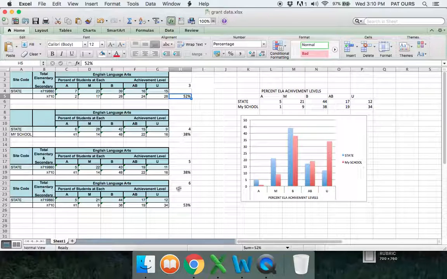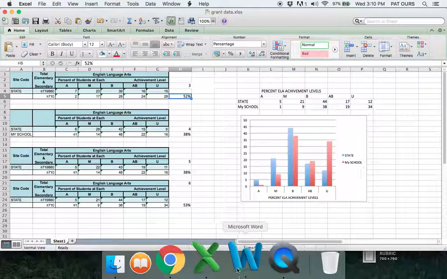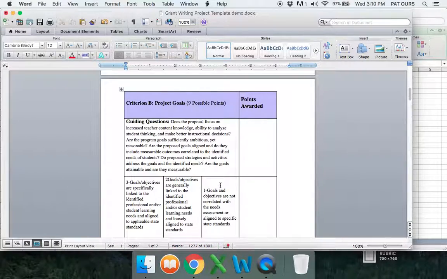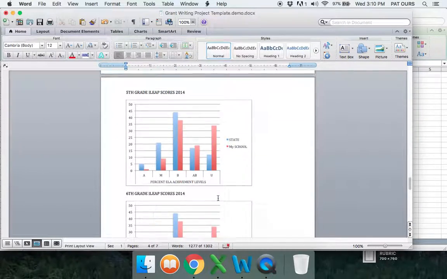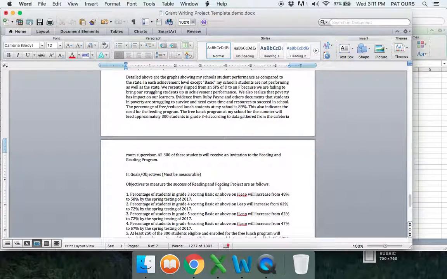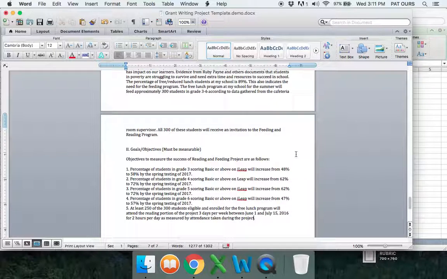So now I'm going to take that data and I'm going to look at writing my goals for my project. So I know they need to be specific to this project, and I know they need to be specific to this data, and I need to define exactly how and who and what I'm going to measure. So this is the way that I decided to write them. It was the easiest way for this type of project. The percentage of students in grade 3 scoring basic or above on iLeap will increase from 48%, which is where it is now, to 58% by the spring testing of 2017.